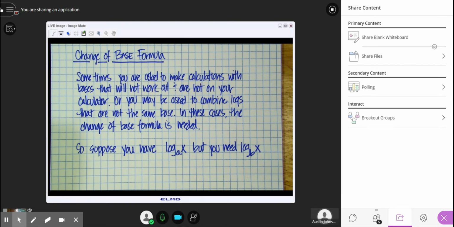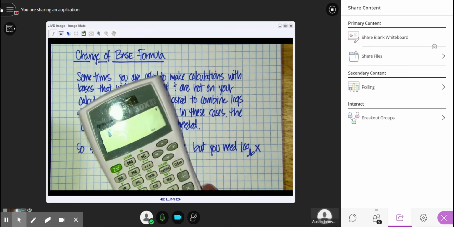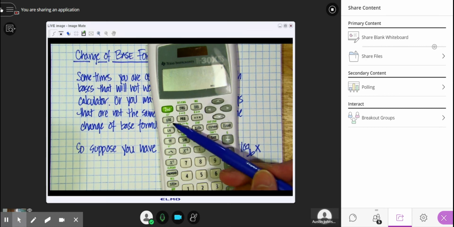So if you have to, say, calculate the log base 4 of 21, right? You're not going to be able to do log base 4 on your calculator. On your calculator, you only have two options for finding logs. You have the common log, log base 10, and you have the natural log, ln.